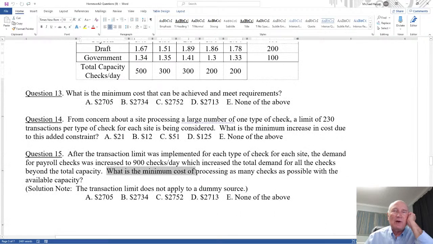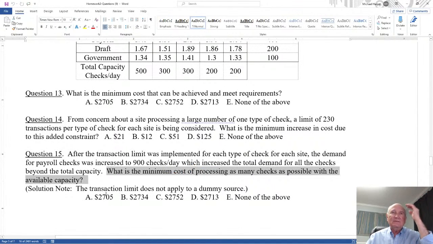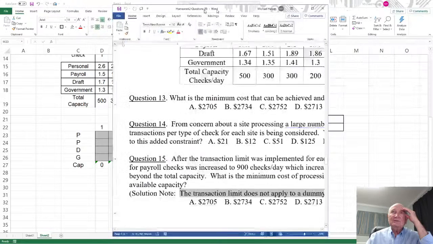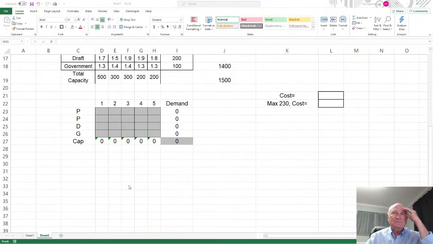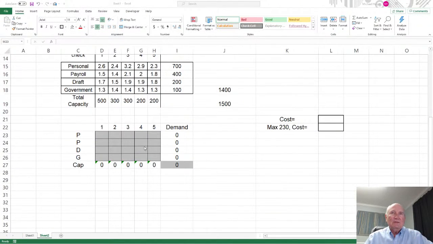What is the minimum cost of processing as many checks as possible with the available capacity? Transaction limit does not apply to the dummy source. Okay, and so what you do here simply is this. Let me just copy this over. So you already have this solved. Copy this, whoops, Control and copy this over.